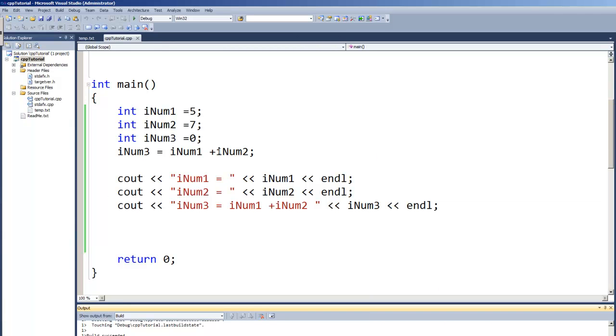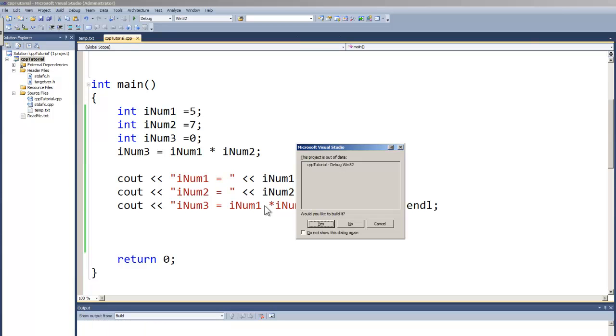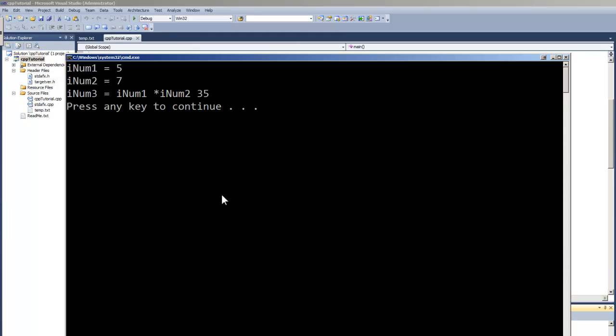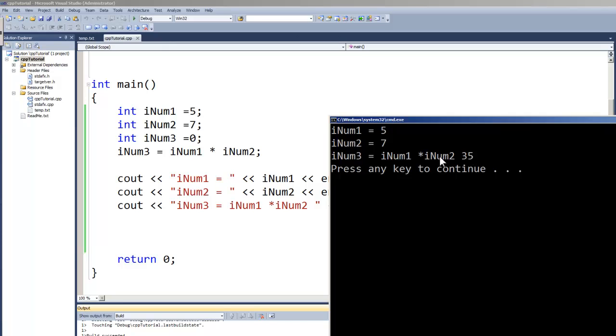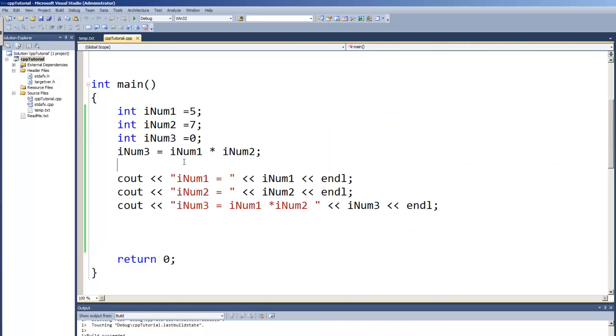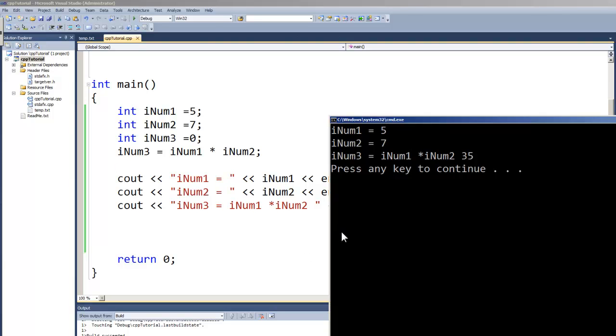Let's now maybe make it a multiplication. So if we multiply the two together, it should now do the 5 times 7 and should give us a 35. And so we'll run that. And you can see that it did give us a 35. This time it multiplied the two together and gave us the result of 35, which is what we would expect. Okay, nothing surprising there.